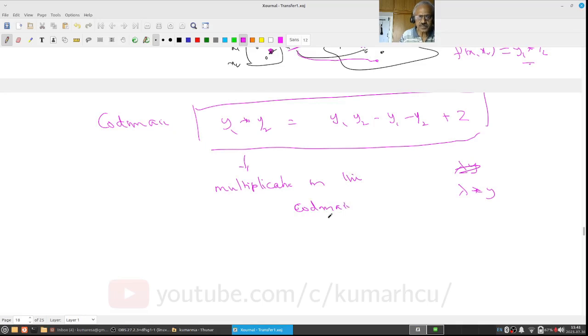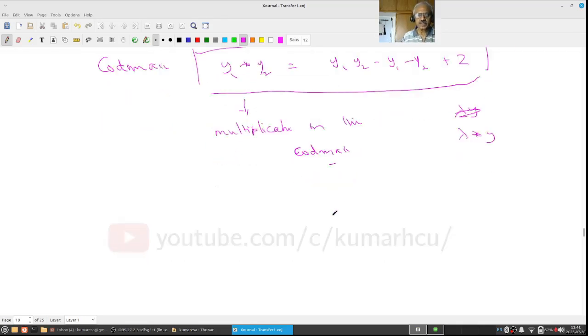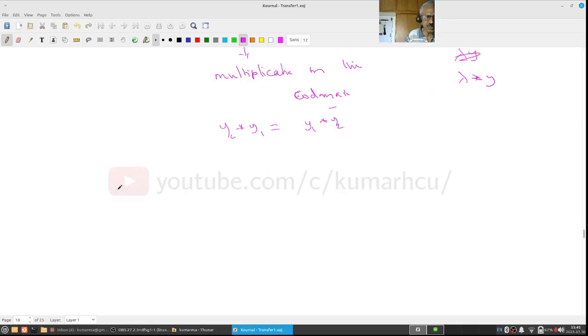Not scalar multiplication, right? Okay, so you can check y2 star y1 is the same as y1 star y2, obvious, and y1 star y2 star y3, again you can do that. I am not going into that, just check associativity. What is the multiplicative identity on the codomain?